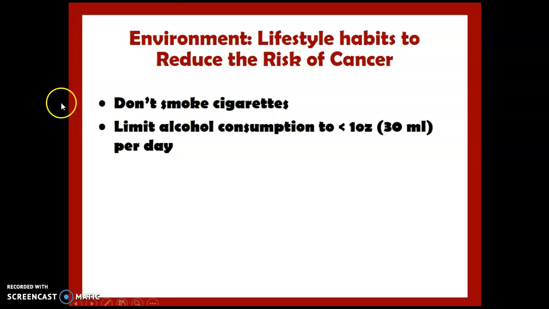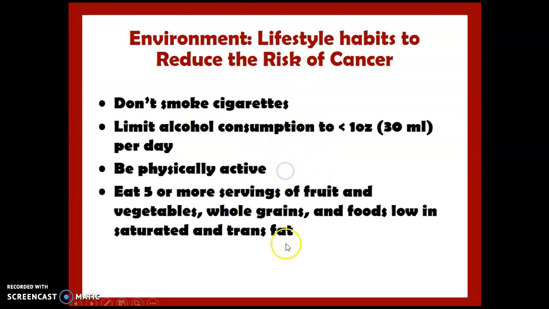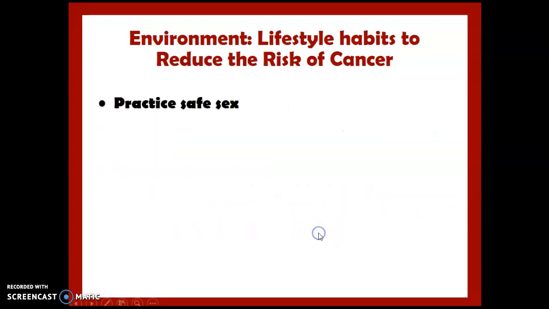We want moderate alcohol consumption. Physical activity prevents cancer. We want to eat 5 or more servings of fruits and vegetables, whole grains, and foods low in saturated fats, because those have been shown to specifically help prevent colon cancer, rectal cancer, etc., due to the increasing health of the digestive tract.